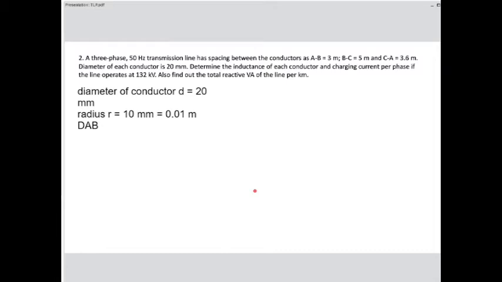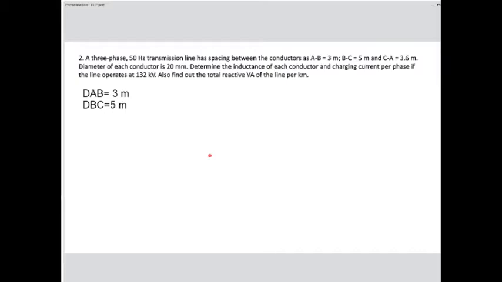Sorry, can you see the big screen now? Okay, DAB is given. I need to write it once again. So DAB, write it just like that because what I tried didn't work. DAB is 3 meter. DBC, you should write it like subscript. DBC is 5 meter. DCA is 3.6 meter.